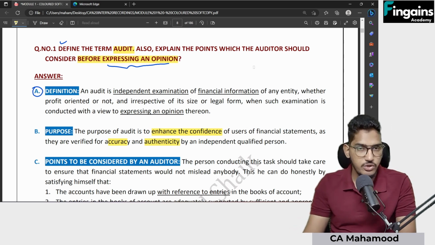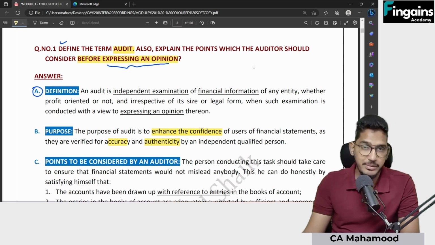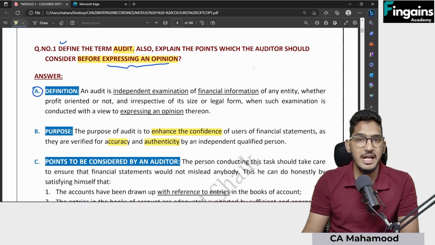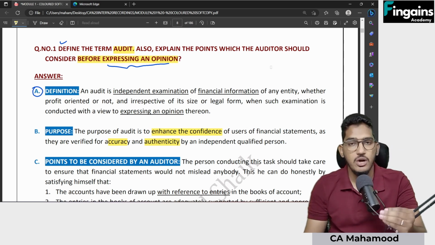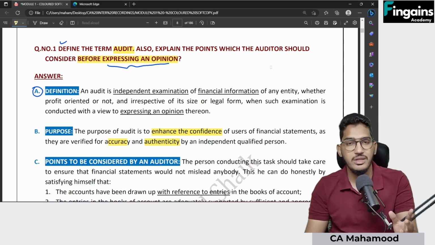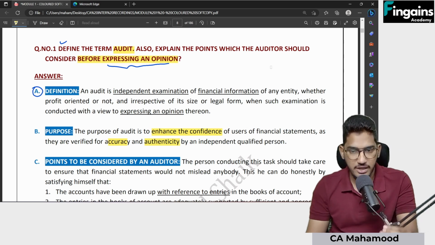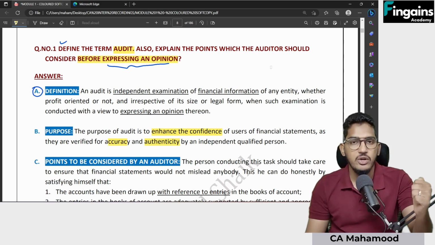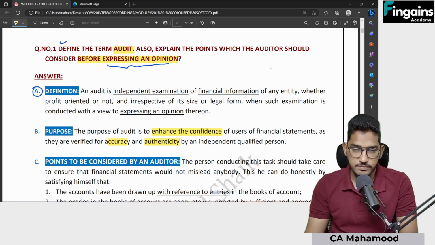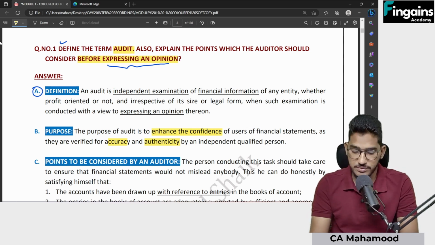I am going to say, or you are going to answer, that the ultimate purpose of the audit is to enhance confidence, to increase the confidence levels of users on the financial statements, because they are verified by an independent qualified person called an auditor to determine whether they are accurate, to determine whether they are genuine. Clear? That is the purpose.